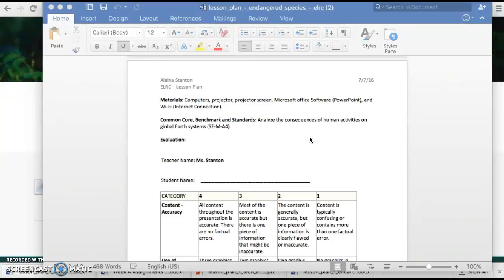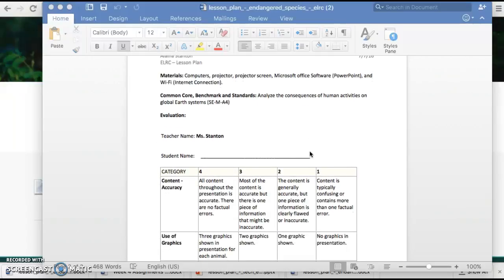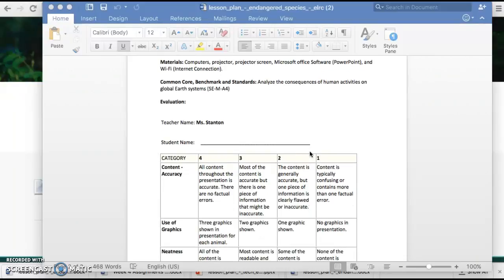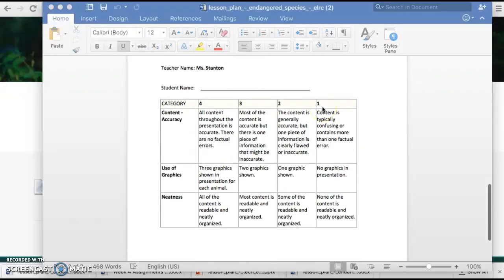Materials required: computers for sure, a projector screen for the YouTube video for the first technology activity, PowerPoint, and Wi-Fi. The Common Core benchmark standard is to analyze the consequences of human activities on global Earth systems. That's the only one I found that was related to environmental science, and more specifically this lesson plan.